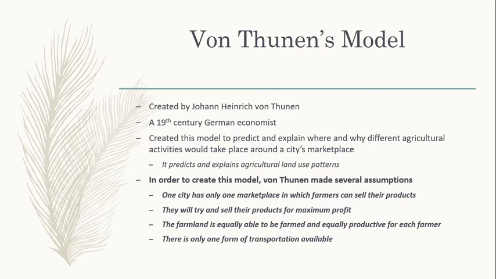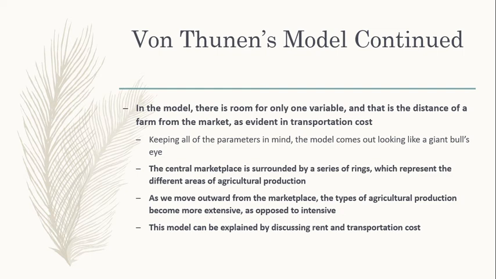So in order to create this model, von Thunen made several assumptions. One, a city has only one marketplace in which farmers can sell their products. They will try to sell their products for maximum profit. The farmland is equally available to be farmed and equally productive for each farmer. And there is only one form of transportation available. So in the model, there is only room for one variable, and that is distance of a farm from the market, as evident in transportation cost.